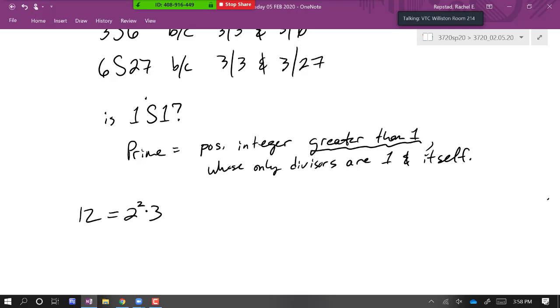If one's considered prime, then the factorization is no longer unique, because 12 would also be 2 squared times 3 times 1. There's another prime factorization. 2 squared times 3 times 1 squared. There's another prime factorization. So the integers are what we call a unique factorization domain. The fact that positive integers factor in a unique way is fundamental to the underpinnings of number theory. That's why 1's not considered prime. It's problematic if one's considered. So 1 is just a special number that is neither prime nor composite.